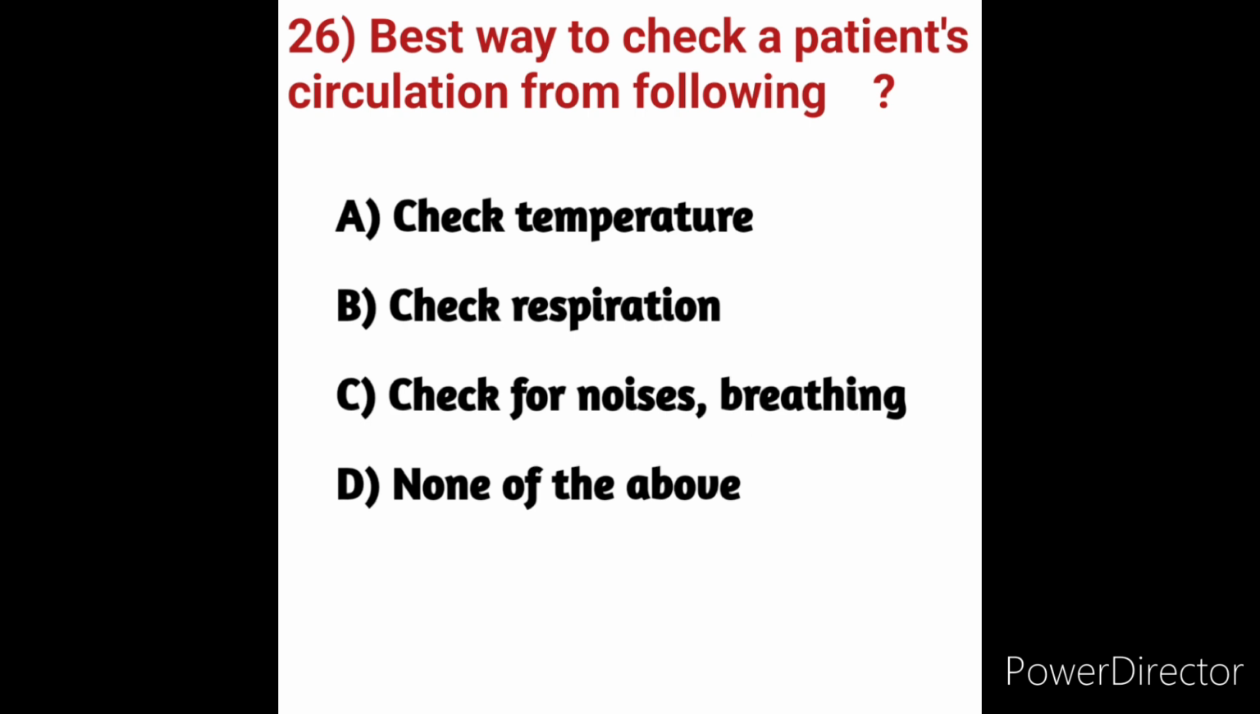The best way to check patient circulation is through checking for noisy breathing. Noisy breathing is typically characterized by a partial blockage or narrowing at some point in the airways, meaning the respiratory tract. So the best way to check patient circulation is through checking for noisy breathing or eye movement. So here option C is the correct answer.